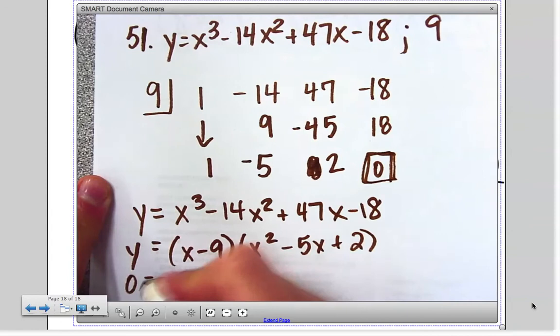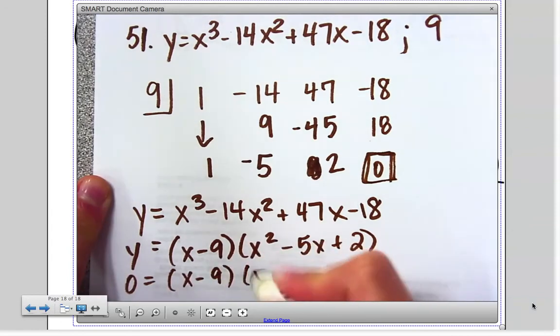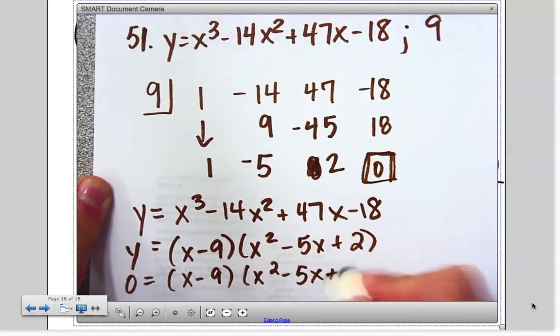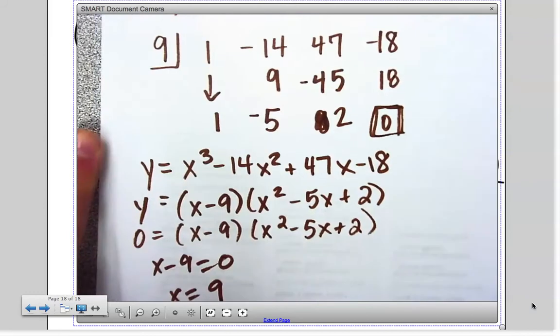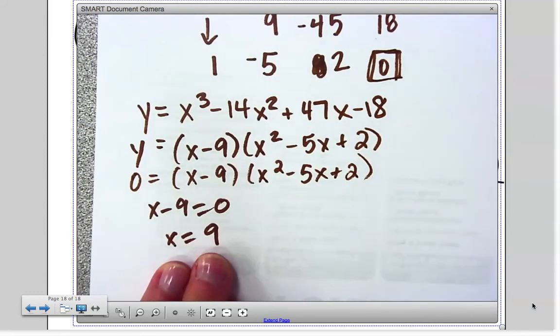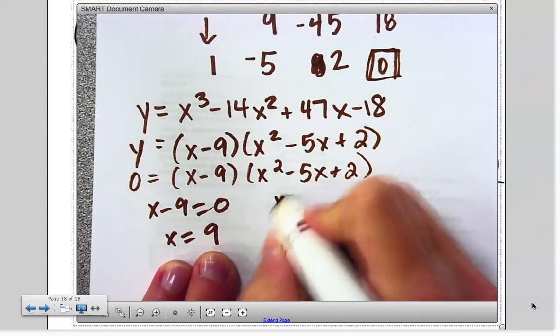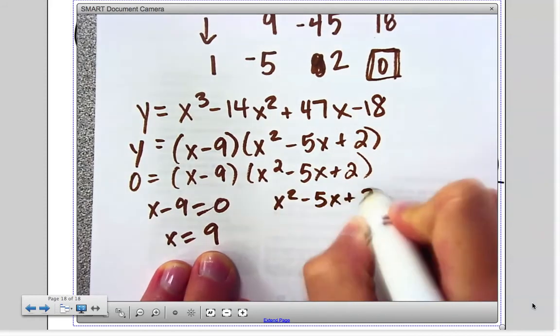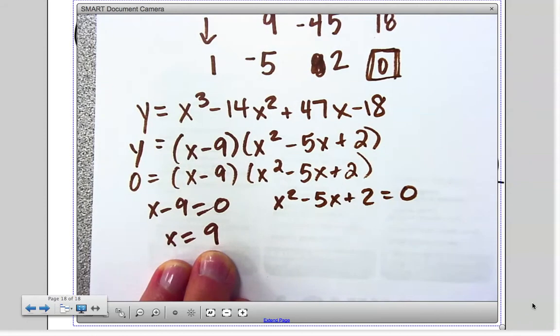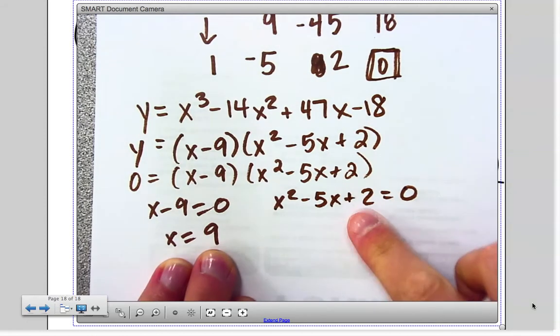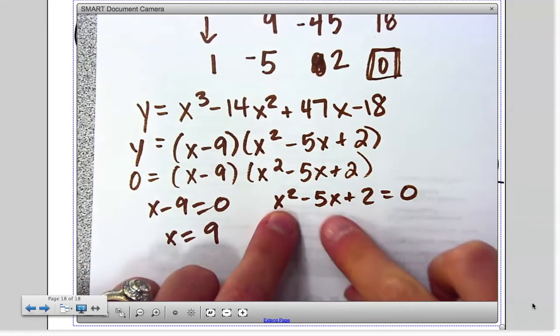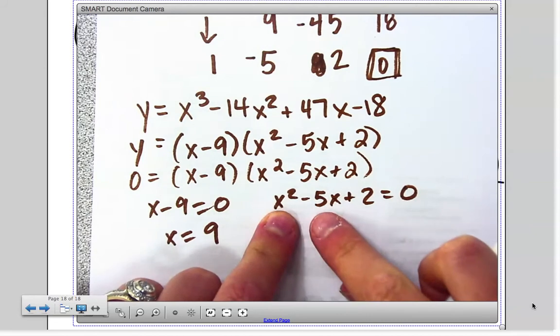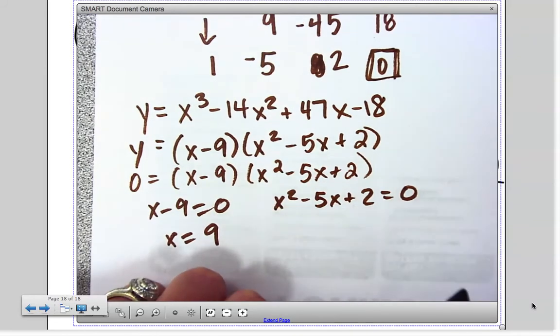Now, to find the x-intercepts, there's going to be no surprises with the first one. Since this is equivalent to this, when I set x minus 9 equal to 0 and solve, I of course have to get x equals 9 as one of my x-intercepts, because that was what it was in the original problem. Now setting this quadratic equal to 0, I can do one of 3 things. I can factor, use the quadratic formula, or use square roots. Square roots is not an easy option here because I have 2 visible x's.